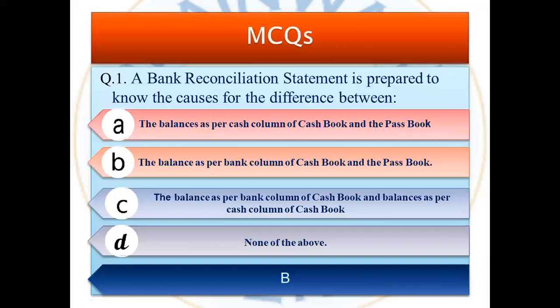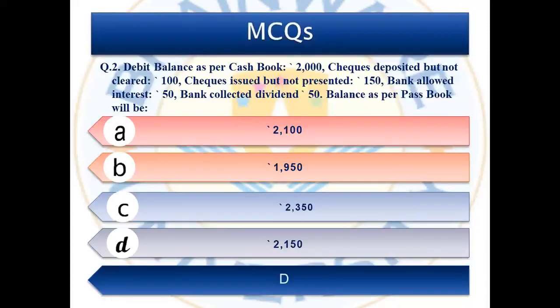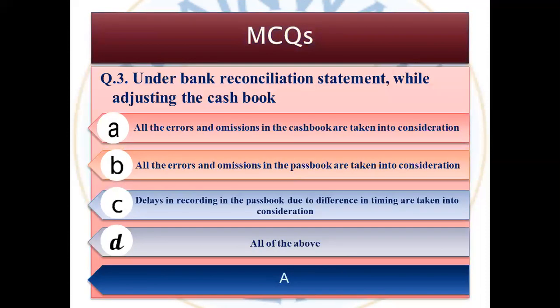After that, there are some MCQs where you see a bank reconciliation statement is prepared. You know the causes for the difference between the cash book and the passbook. The answer is B, the balance as per the bank column, the cash book and the passbook. Then the debit balance as per cash book 2000, checks deposited but not cleared 100, checks issued but not presented 150. Then there's 2150. So it's your task to tell me in my next class why the answer is D, 2150. So this is the adjustment.